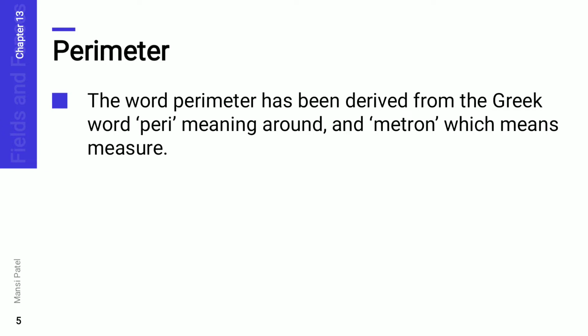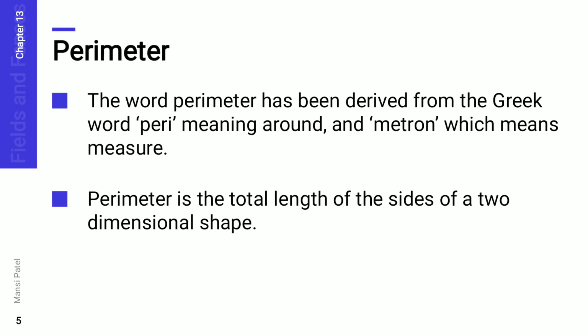So the one thing is that the word perimeter comes from the Greek words peri and metron. What is the meaning of peri? That is around. And what is the meaning of metron? That is to measure. So in perimeter we are measuring the around things.